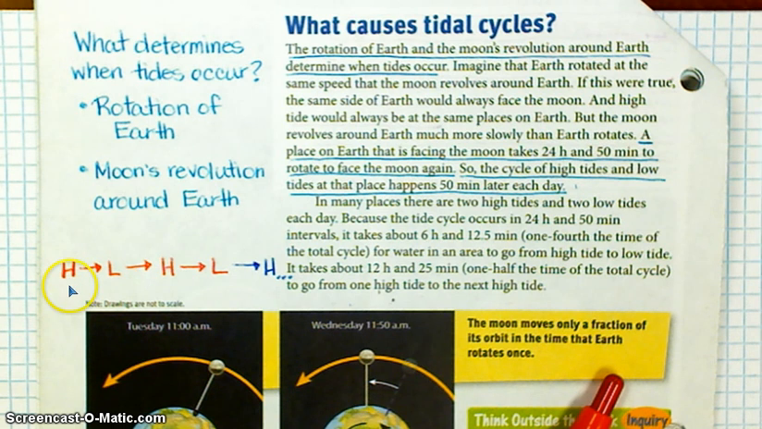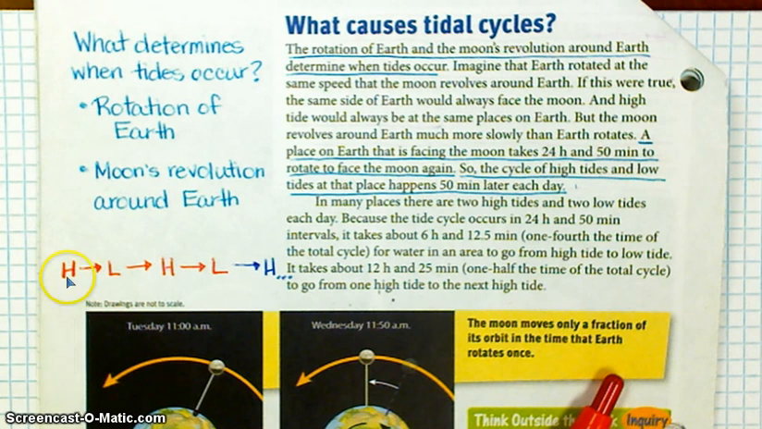From high tide all the way to the next high tide is 12 hours and 25 minutes. Okay? Or low tide to the next low tide, 12 hours and 25 minutes. So draw a bracket from high tide to the next high tide and make sure that you put 12 hours and 25 minutes. Okay?